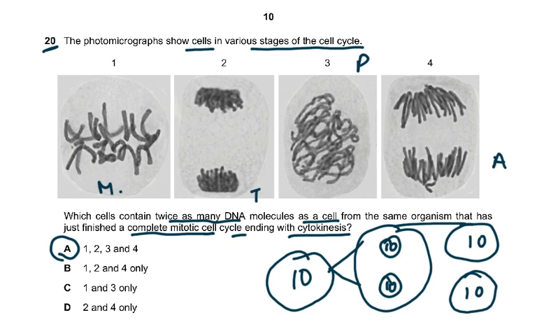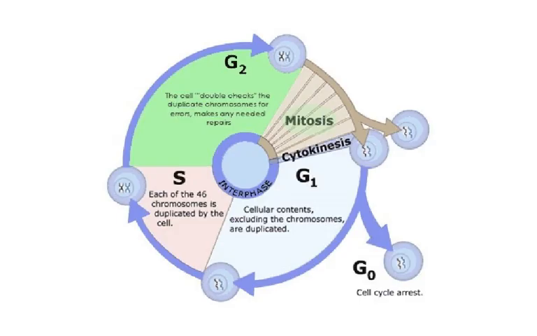So when are they going to be double and when are they going to be single? I'm just going to share a diagram with you. Now, if you look at this diagram of the cell cycle, what you've got to understand is that in G1, cellular contents excluding the chromosomes are duplicated, so organelles replicate. Then here the doubling starts. So if human beings have 46 chromosomes, now they are 92 chromatids. Now they remain 92. Similarly here in prophase, they remain 92.